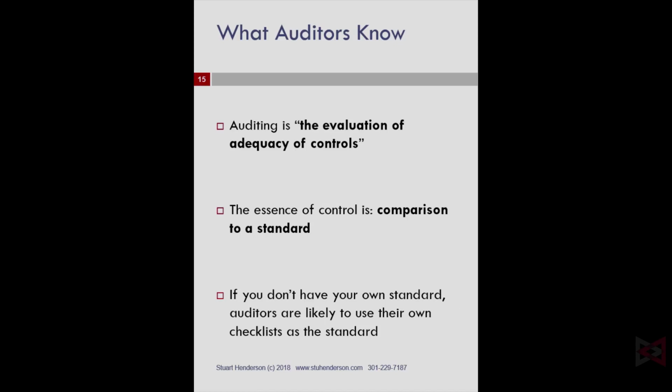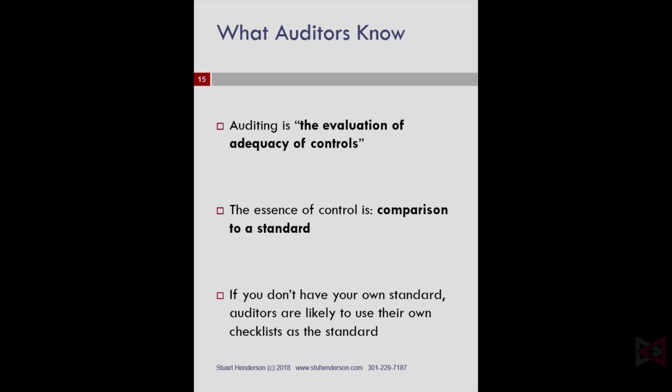Talking more about what auditors know, auditing is defined as the evaluation of the adequacy of control. Not all auditors know this, but this is what they're supposed to be doing, looking at the controls that you have to say, are they adequate for whatever purpose? For computer security, for making sure that the financial statements are reasonably reliable, and so on. And then the next question, of course, is what is a control? The essence of control is comparison to a standard, as we said, with the temperature being 85 degrees.